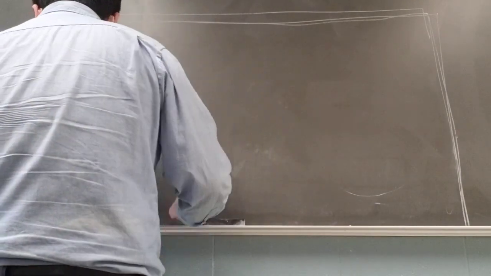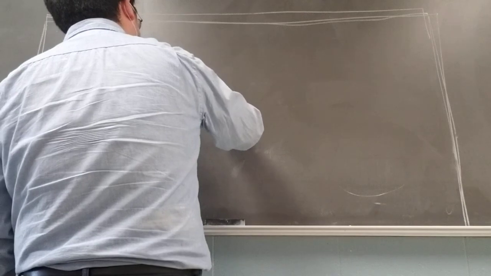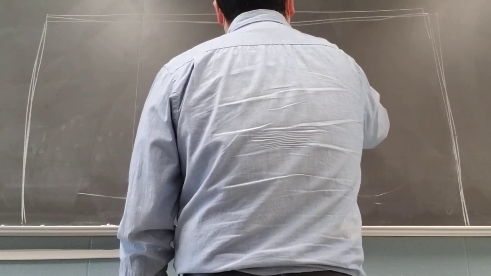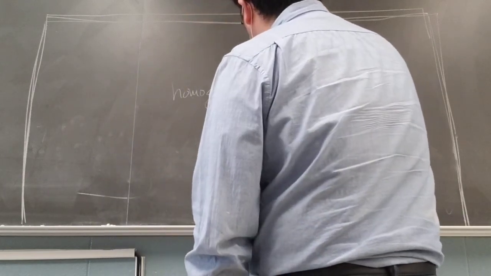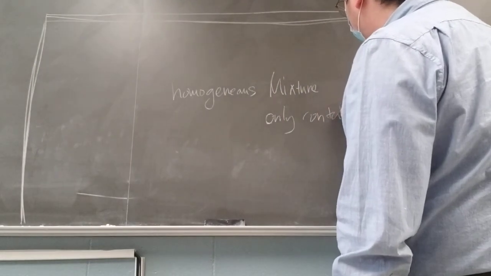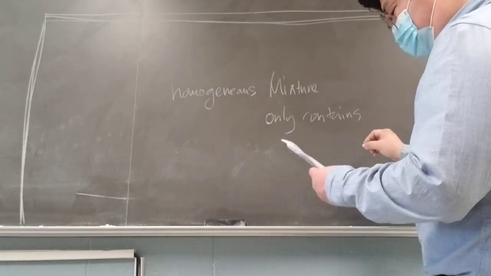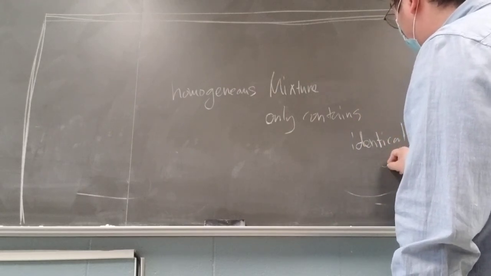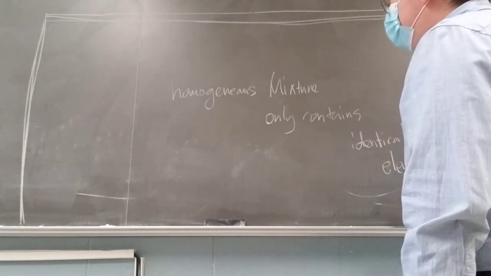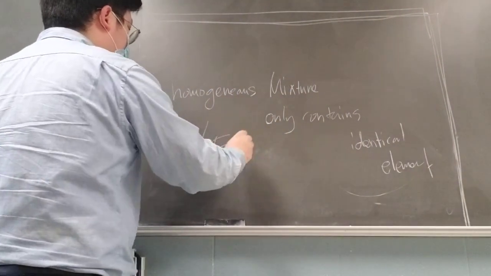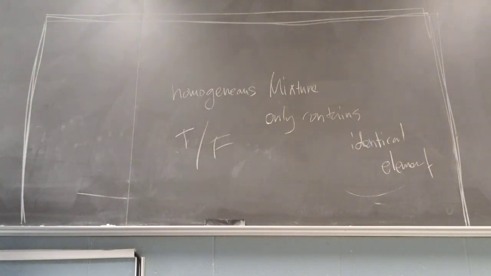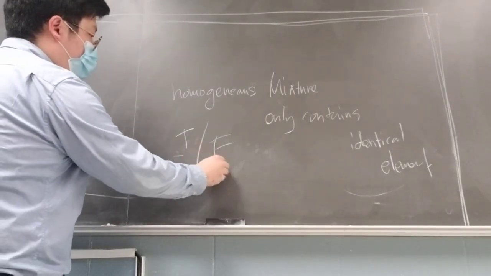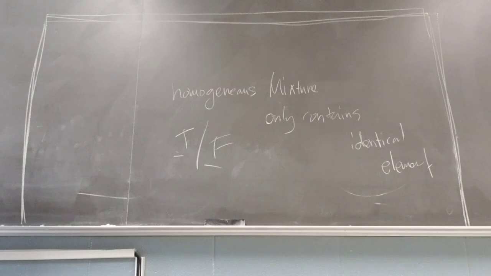Okay, so if I say "homogeneous mixture only contains one identical elements," say if it's true or false. Homogeneous mixture would contain only identical elements. So you say if it's correct or incorrect. Okay, so what do you guys think?